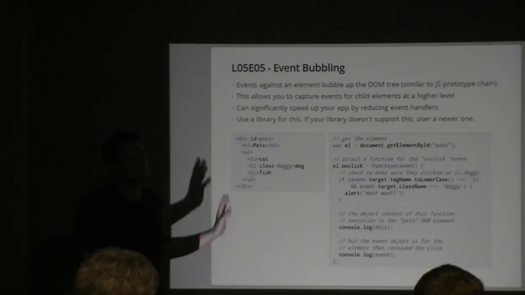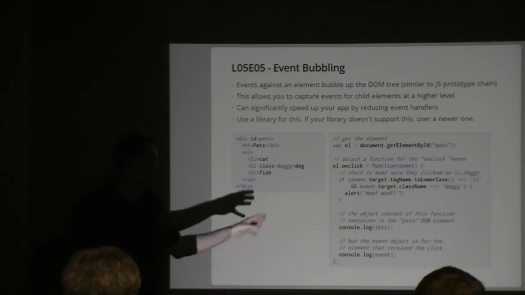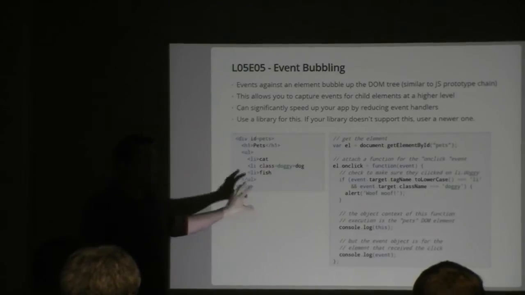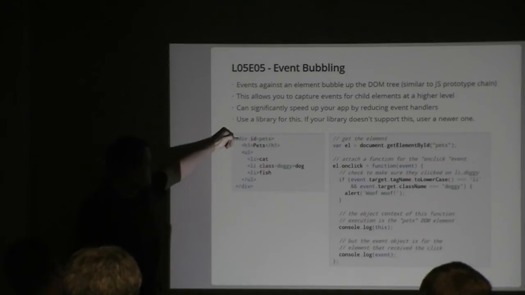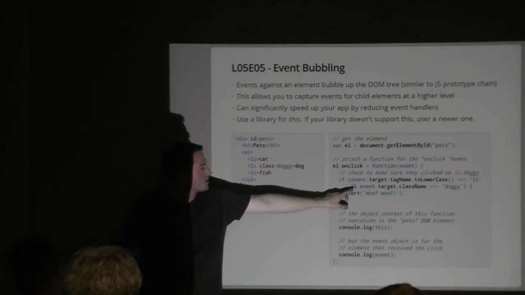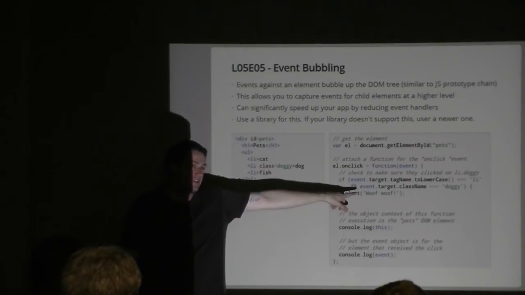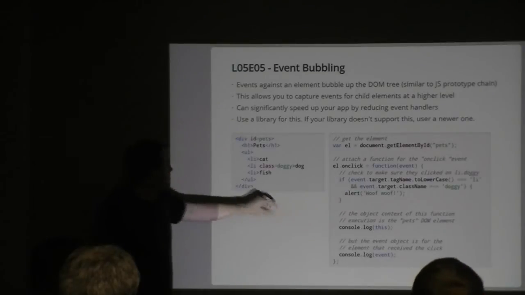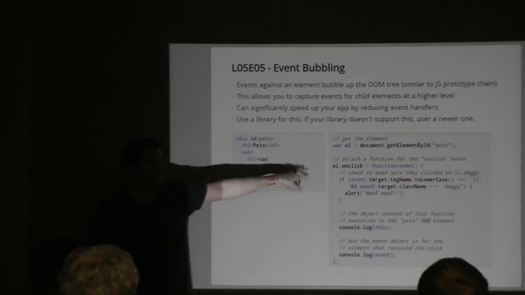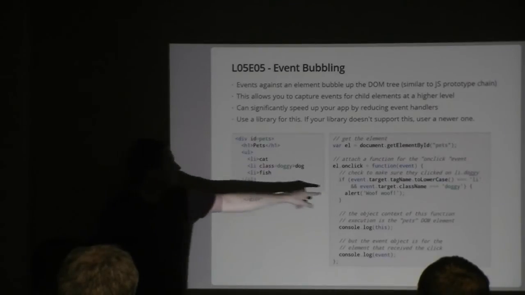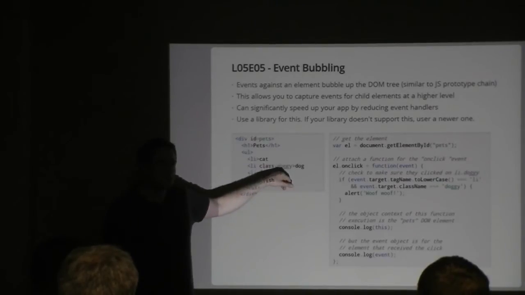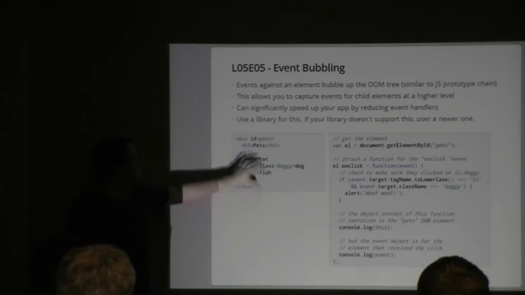Don't do this stuff. Use the library. Read the library documentation. But this is how it works. So this is important. You need to know how this works. If you attach the event here, in this case, I'm checking the tag name and I'm checking the class name. So every time we click on all these, it's going to execute this function. But it's only going to alert at us if the tag name is an li and the class name is doggy. So how many events have we attached? Just one. But we're only targeting this element.